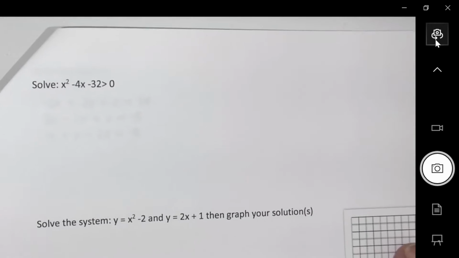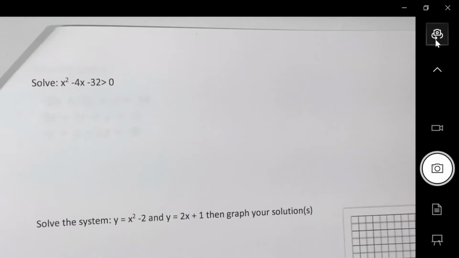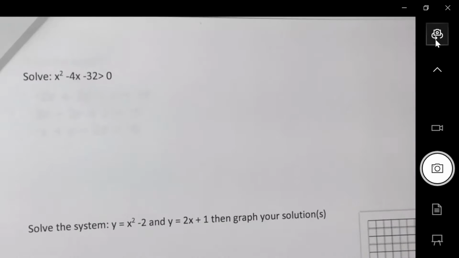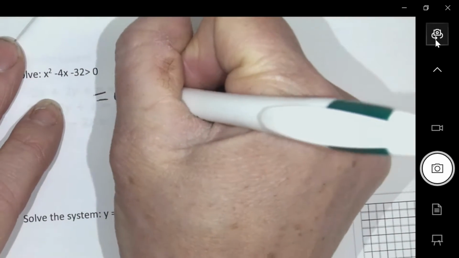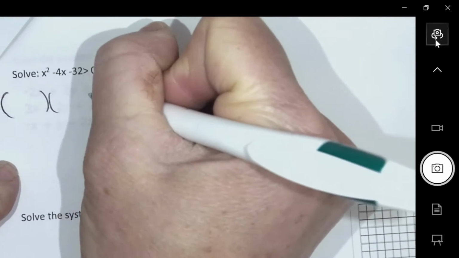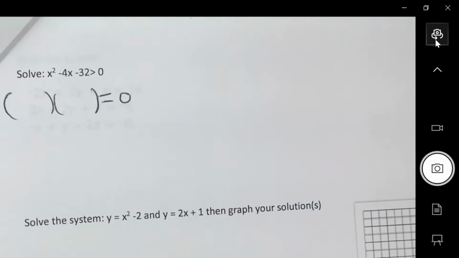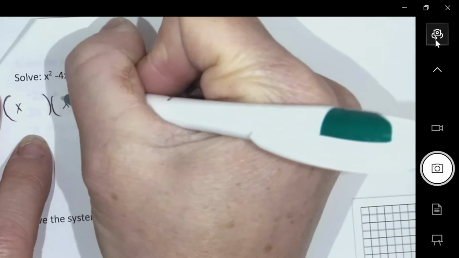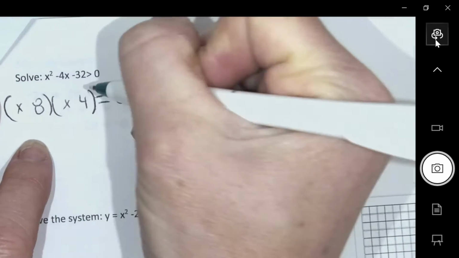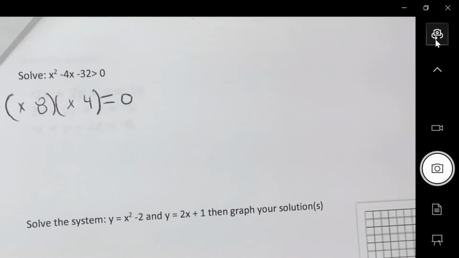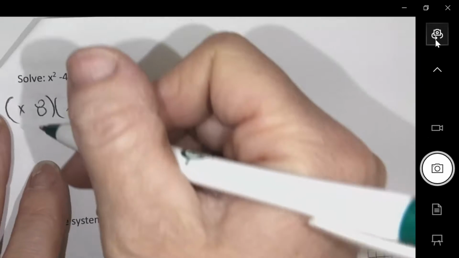Okay, solving this inequality. Okay, so first of all, I'm going to see where it equals 0, and I'm going to do that by factoring. So 8 times 4 should work, right? I need a minus.